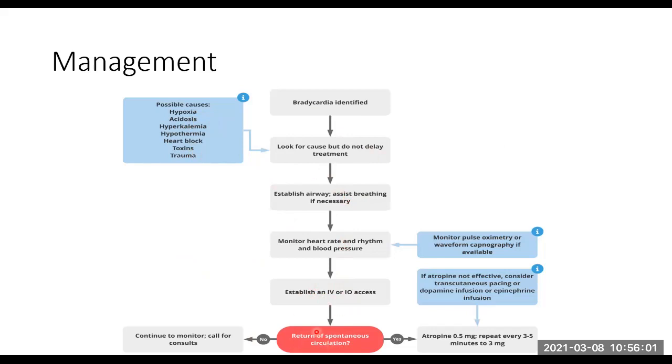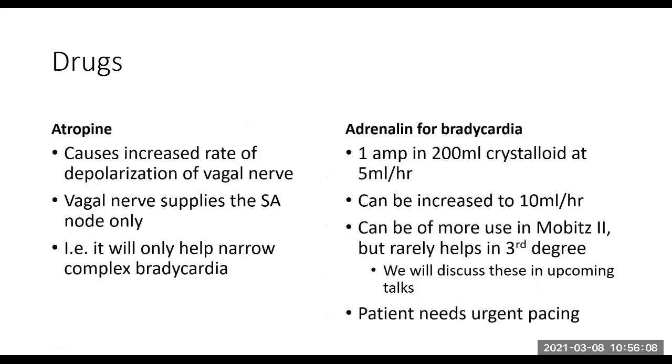All right. Now we're going to just talk about atropine and all of these for a little while. So atropine, remember, it causes the increased rate of depolarization of the vagal nerve, and the vagal nerve supplies the SA node only. So the SA node, in other words, is the atrium. So it only helps in narrow complex bradycardias. Once you've got a wide complex bradycardia like what we have here, atropine is unlikely to help.